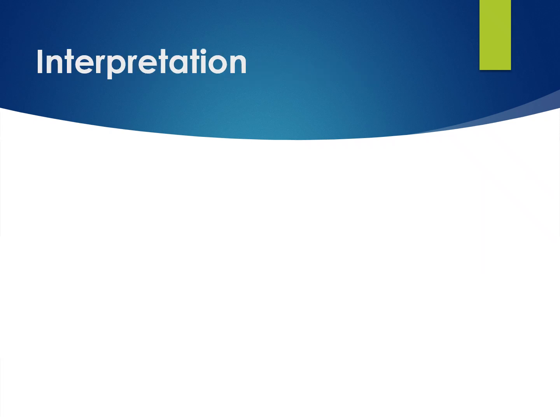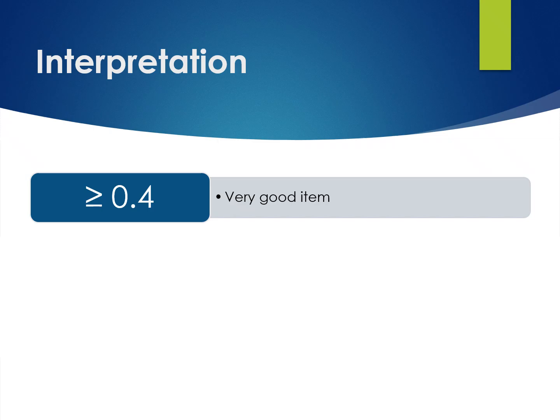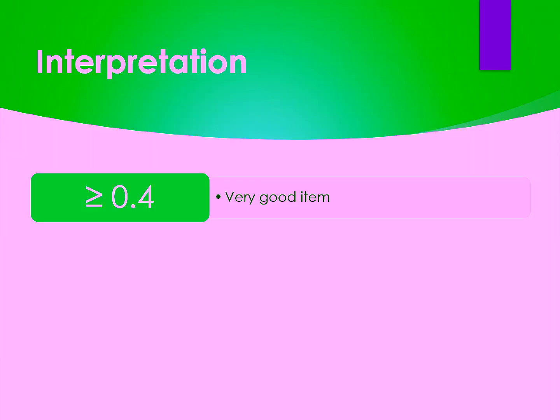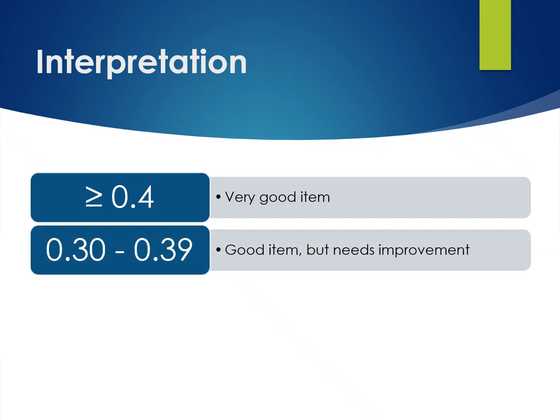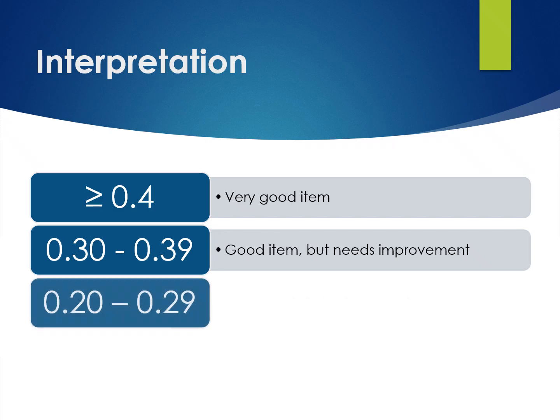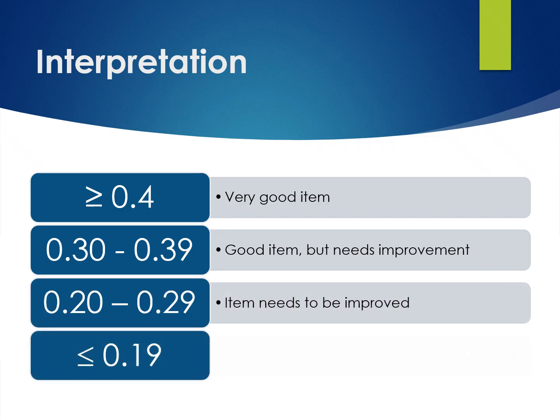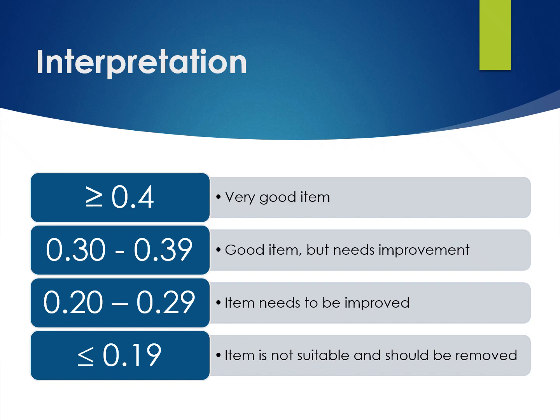Now looking at this table as an interpretive tool, if we have an item that is equal to or greater than 0.4, we indicate this to be a very good item. If it's a 0.30 to 0.39, it's a good item but needs some improvement. 0.20 to 0.29 means the item needs to be improved, and anything less than 0.19 means the item needs to be removed and reworked completely.